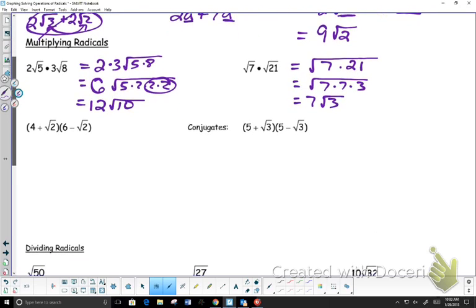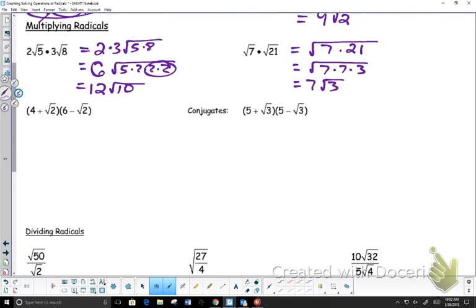Those I think you'll probably do okay. We've kind of covered those a little bit just in the work we've been doing. This is just FOILing. So I got 4 times 4 is 24. Then I got 4 times negative radical 2. Then I got radical 2 times 6. So I got plus 6 radical 2.